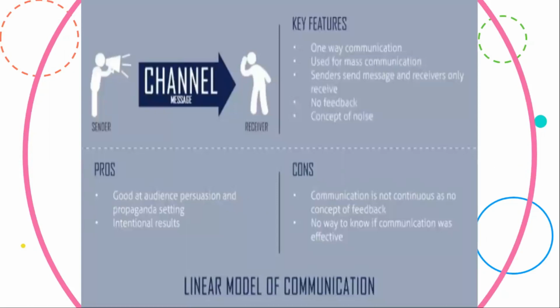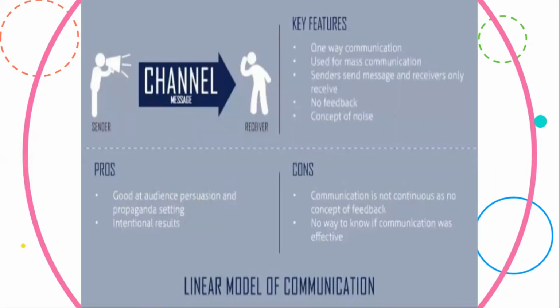There are some key features. First, one-way communication, used for mass communication, meaning use of technology. The sender sends the message and the receiver only receives. No feedback, concept of noise.